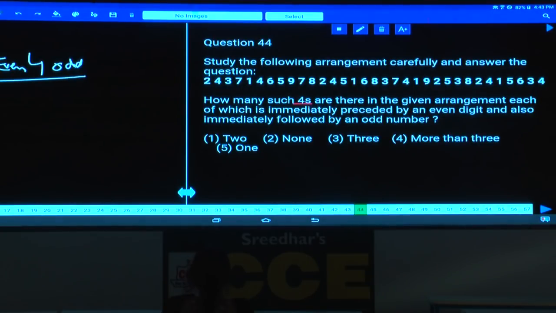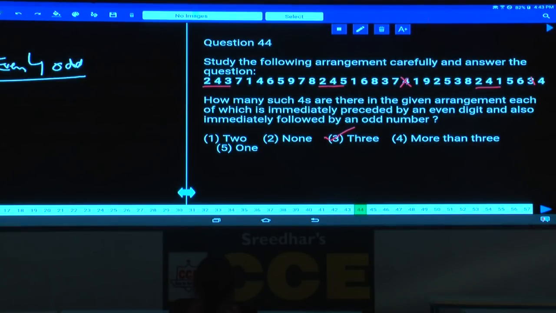Even, 4 and odd. Now this is even, 4 and odd, 2, 4, 3, isn't it? Next one. Anything here? Even, 4 and odd, and this is again 2, 4, 5. Next one. Now this 4 is here. Now this 4 is not preceded by an even digit, hence it cannot be taken. Next one. Now 2, 4 and 1. 2 is an even digit, followed by 4 and immediately followed by 1. 2, 4, 1. Next one, this 3. This 4 is not preceded by an even digit. And so how many are there in total? We have some 3, that is choice 3. Question number 44, choice 3 is the answer.